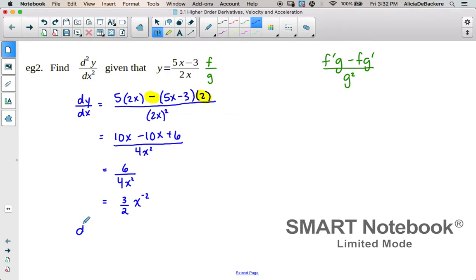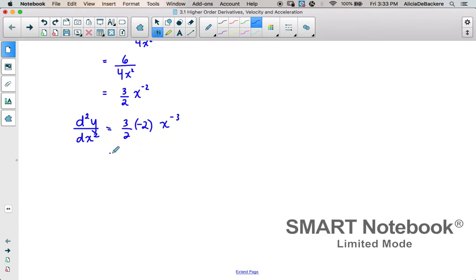Now I'm taking the second derivative. So taking the derivative twice, and it was in terms of x both times. I'm going to bring the negative 2 down and multiply it. I'm just going to write that out in case you're not sure where I'm coming up with this. And then I'm going to subtract 1 from the exponent. And then I'll simplify. The 2's cancel. I'm left with negative 3, and x to the negative 3, that's going to go down to the denominator and become x cubed.